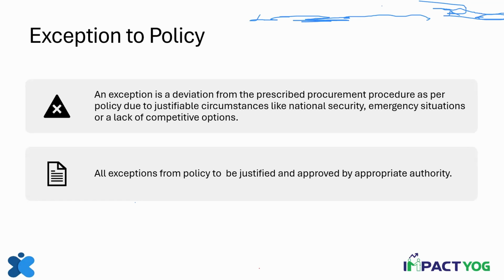Lack of competitive options, all these are situations that might require deviation from policy, and all these deviations have to be recorded. While we followed the method of normal procurement, from that normal procurement method we made a change. That is what is called exception from policy. It's different from sole source. Sole source is a method of procurement, whereas exception to policy is an exception from the desired or prescribed methods where you make a deviation.